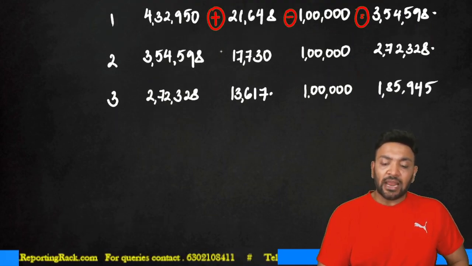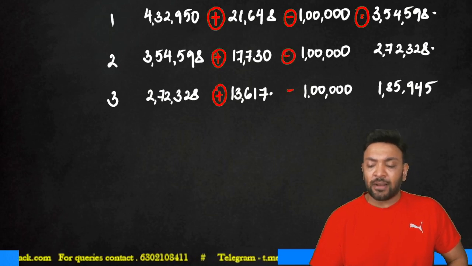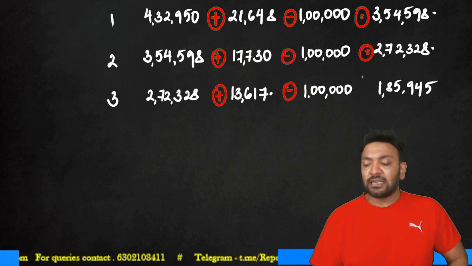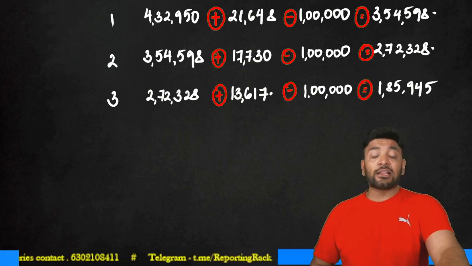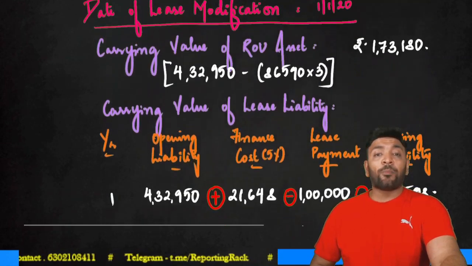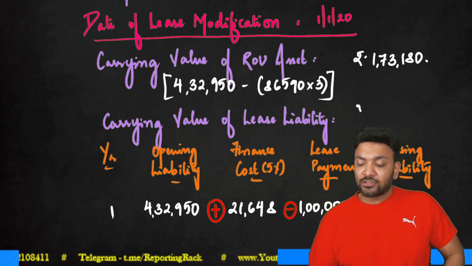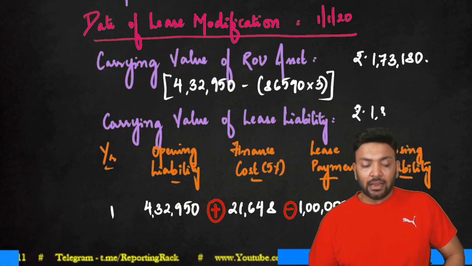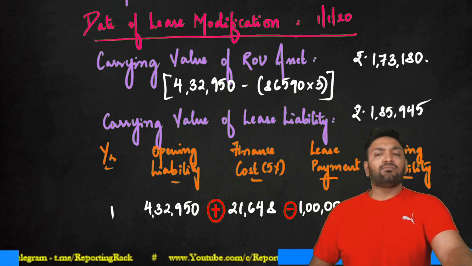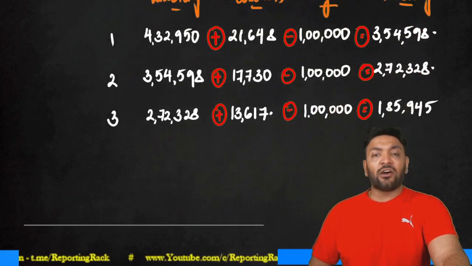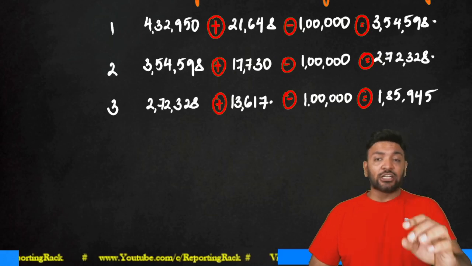1,85,945 by adding the finance cost each year and by reducing the amount of lease payment each year. This is the resultant lease liability. So at the end of year 3, it was 1,85,945. That will be the opening liability on 1st January 2040. This is rupee 1,85,945. Now 2-3 rupees here and there I might have rounded off. It's okay. Now on this day there is a modification to the lease.